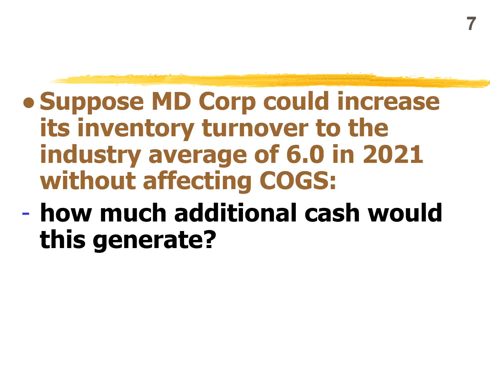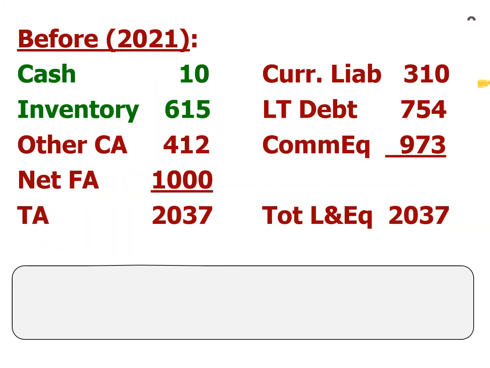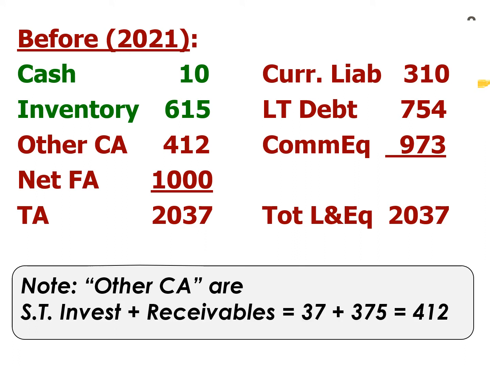Another problem area for MD was its overinvestment in inventory, evidenced by its low inventory turnover ratio. What if MD could increase its inventory turnover ratio to 6 without affecting cost of goods sold? How much cash would this generate? We revised the balance sheet to focus on our two items of interest, inventory and cash.